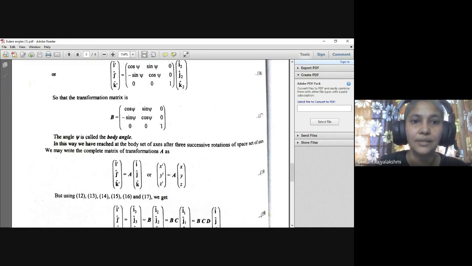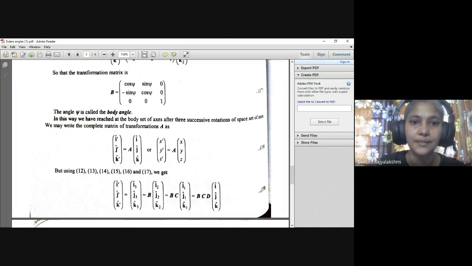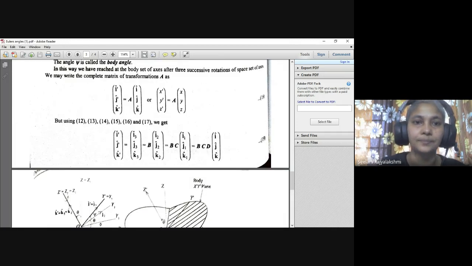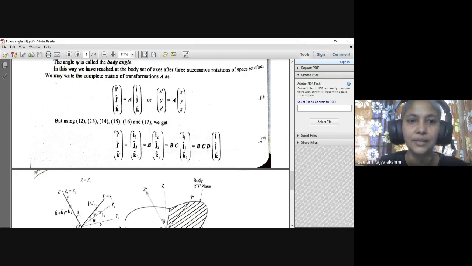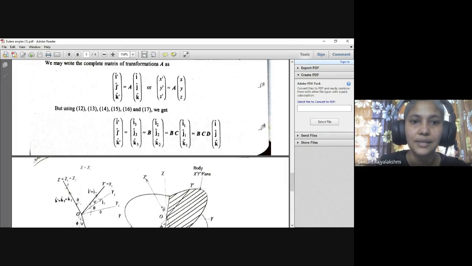So in this way we have reached the body set of axes after three successive rotations of the space set of axes. So we may write the complete matrix of transformation A as I dash, J dash, K dash equals A times I, J, K, or X dash, Y dash, Z dash equals A times X, Y, Z. Using equations 12, 13, 14, 15, 16 and 17, we can write I dash, J dash, K dash equals I3, J3, K3, which equals B of I2, J2, K2, which equals BC of I1, J1, K1, which equals BCD of I bar, J bar, K bar.